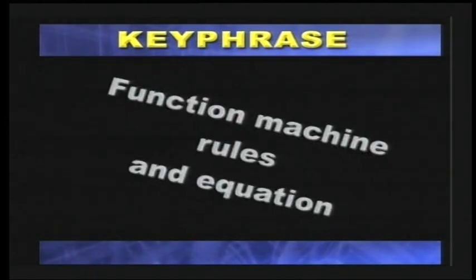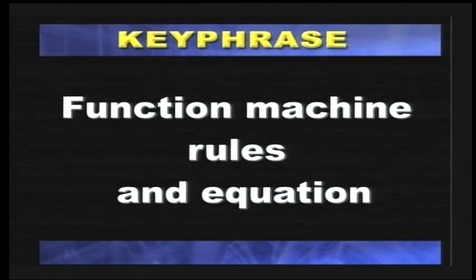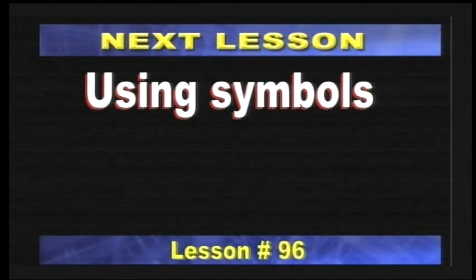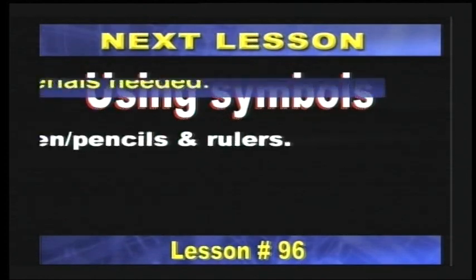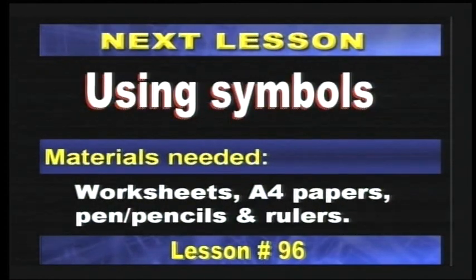Okay, let's move on to our key phrase for our lesson for today. Our key phrase is function machine rules and equation. To the receiving teacher, our next lesson topic is using symbols. That is lesson number 96. Materials that we would need for the particular lesson: worksheet, A4 papers, pen or pencil, and rulers.